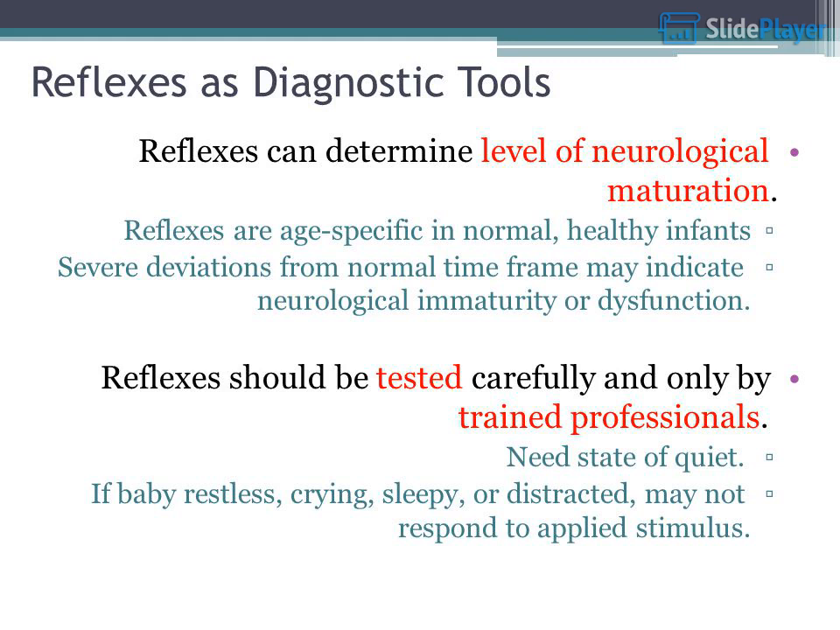Reflexes as diagnostic tools. Reflexes can determine level of neurological maturation. Reflexes are age-specific in normal, healthy infants. Severe deviations from the normal time frame may indicate neurological immaturity or dysfunction. Reflexes should be tested carefully and only by trained professionals. The baby needs to be in a state of quiet. If restless, crying, sleepy, or distracted, the baby may not respond to the applied stimulus.